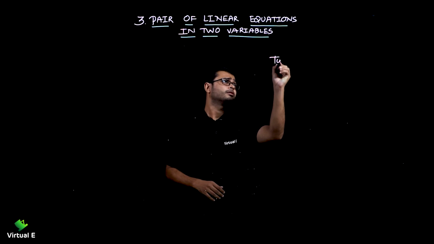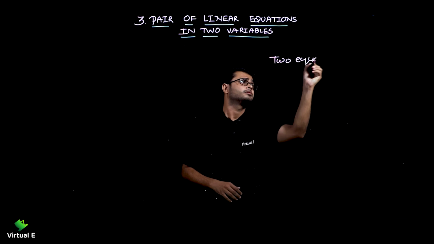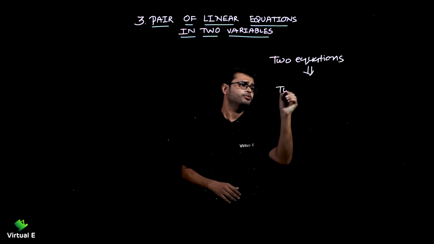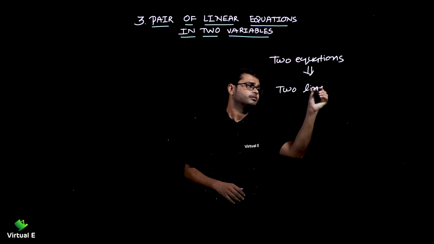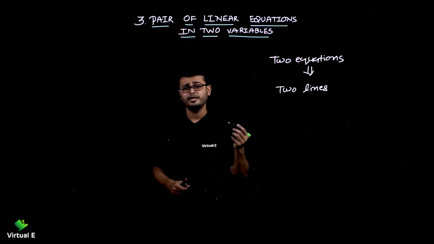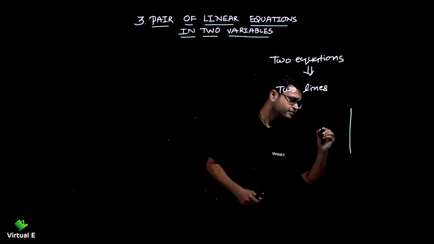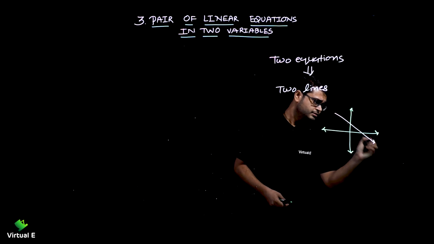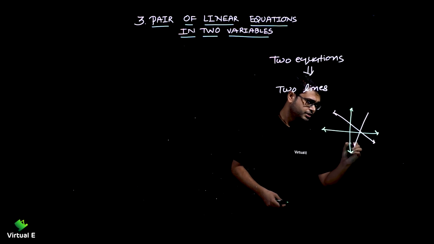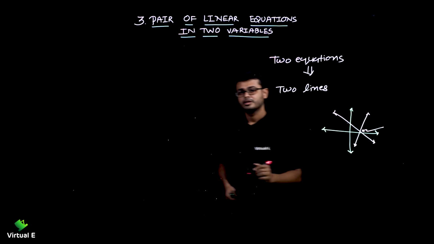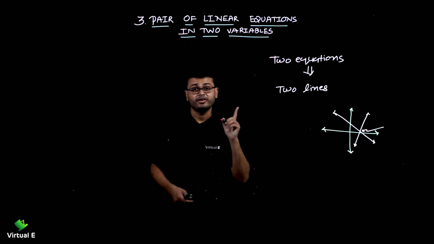When we have two equations, we are going to have two lines on graph paper. So let's talk about that. What are the three possibilities? Let's talk about the first possibility. Let me take this one line and this is another one. So you can see this is the intersecting point. Both lines are intersecting at one point.